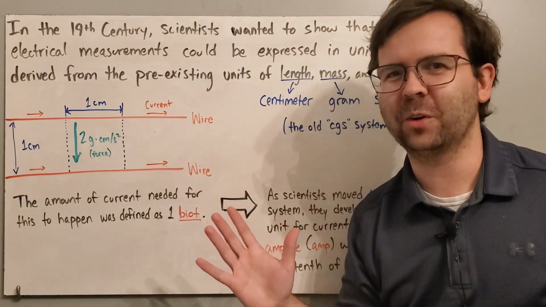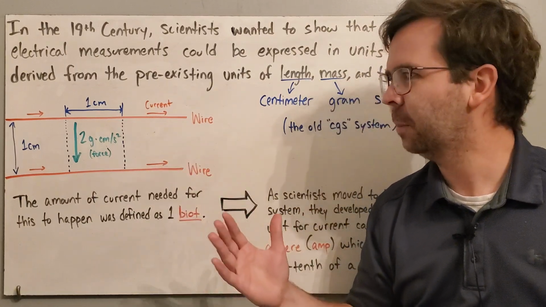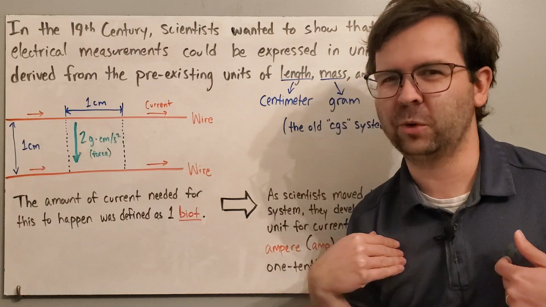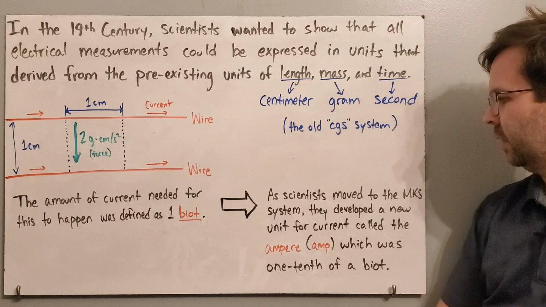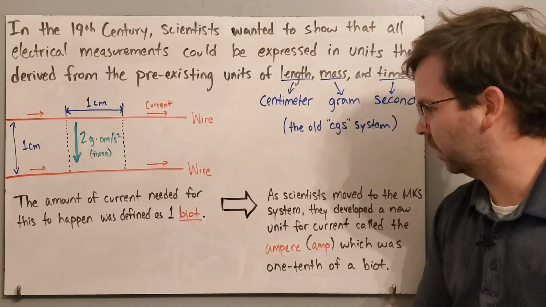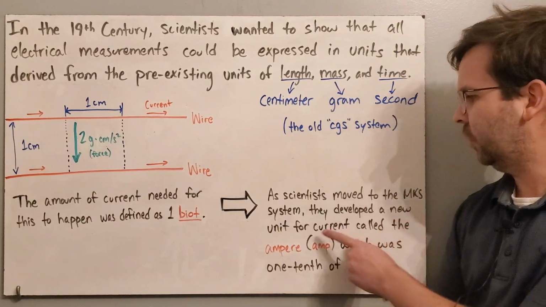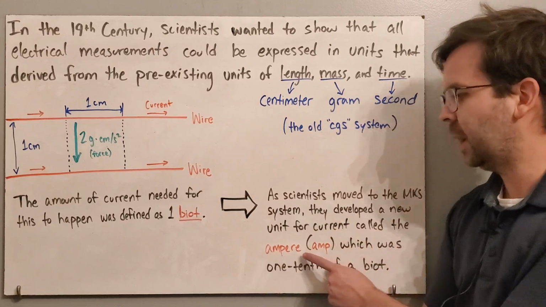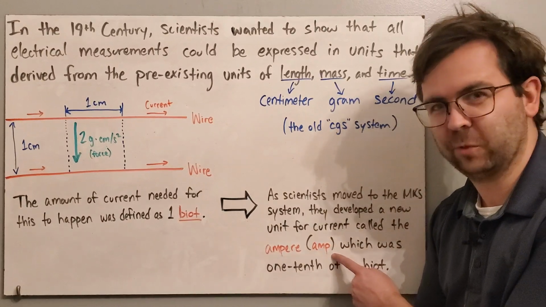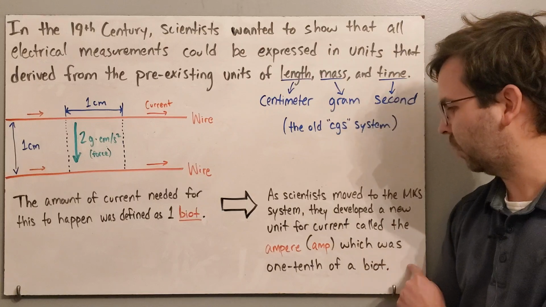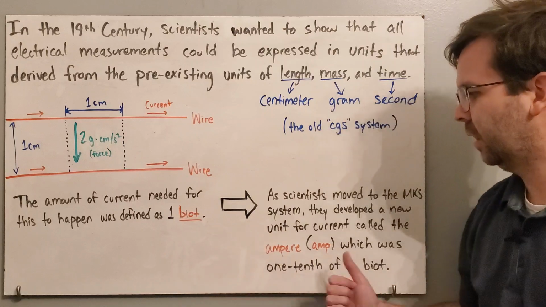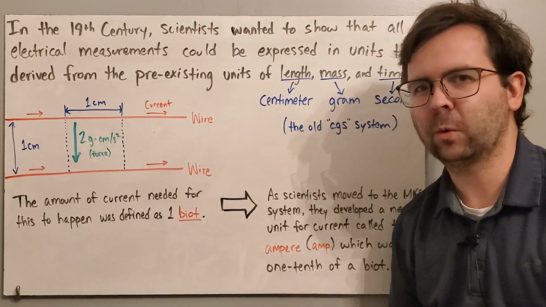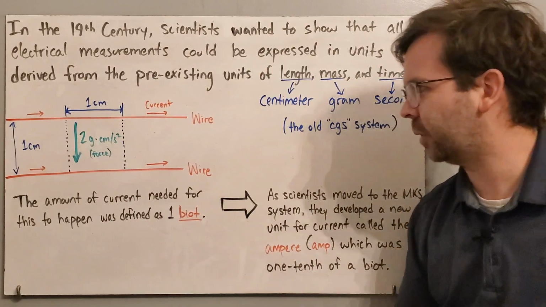Now those are really old units, we don't use that anymore, but our current usage of units comes from this because as scientists moved to the meters and kilograms units, they developed a new unit for current called the ampere, or amp, which should sound familiar, and this was 1/10 of a Bio. So you take 1 Bio, divide it by 10, and you get an ampere, or an amp. So this is where we get the unit of amp from.